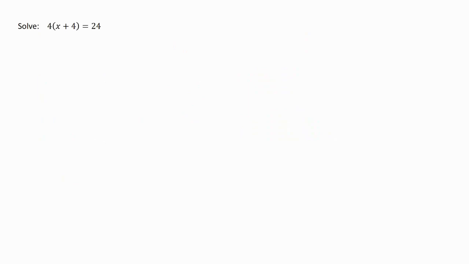So here we're asked to solve 4 times the quantity x plus 4 is equal to 24. So here again, we'll use the 6 steps. The first step says to remove any fractions, which we do not have. The second step says to remove any parentheses, and we can see on the left-hand side that we have a set of parentheses. So we're going to distribute 4 or multiply 4 by everything within a set of parentheses. So 4 times x is 4x, 4 times 4 is 16, and I'm going to bring down the equal to 24.